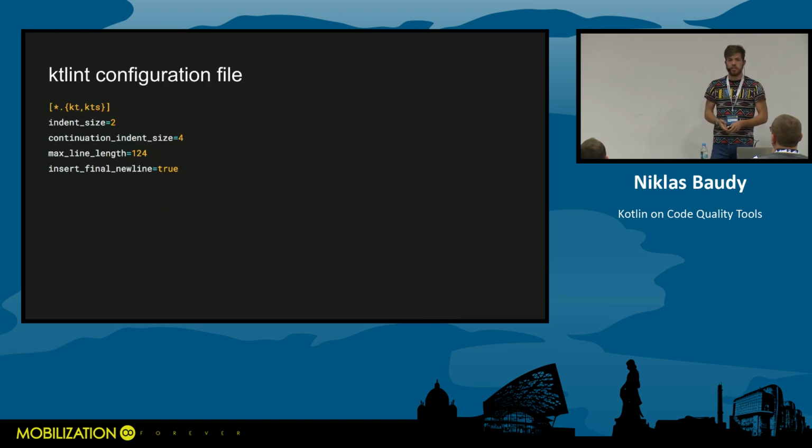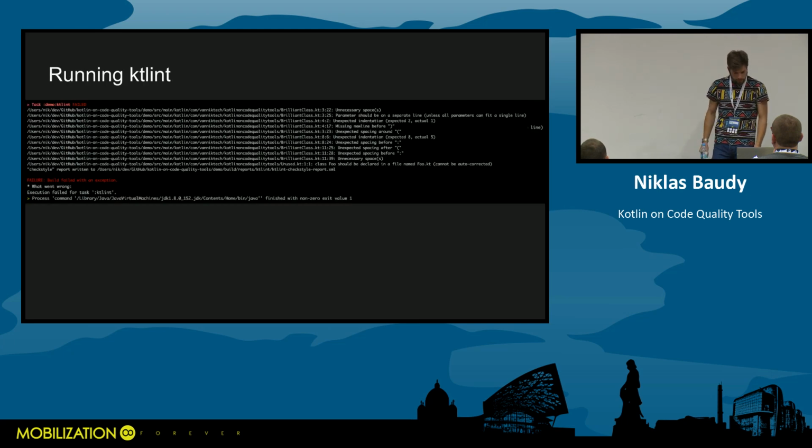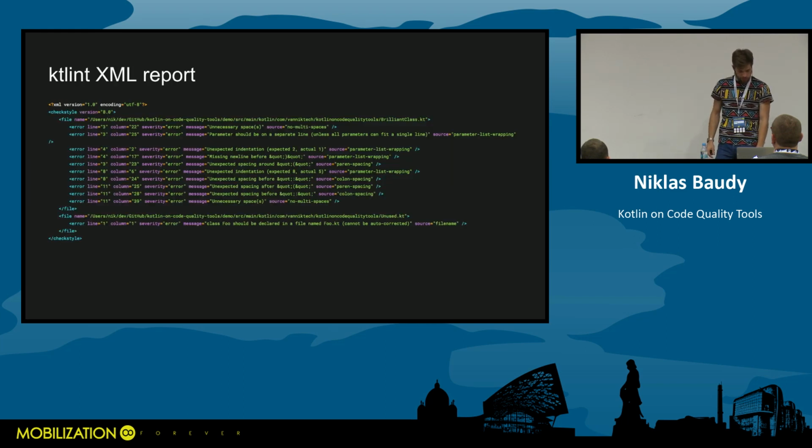The configuration file is the editor config that's also supported by IntelliJ and other editors. So we can go and specify the indent size, the continuation indent size, the maximal line length, and whether we want to go and insert a final new line into the files or not. Running Lint looks like this. So it's running, and then it's telling you, okay, this formatting is off. But usually formatting is something that a tool can go and fix.